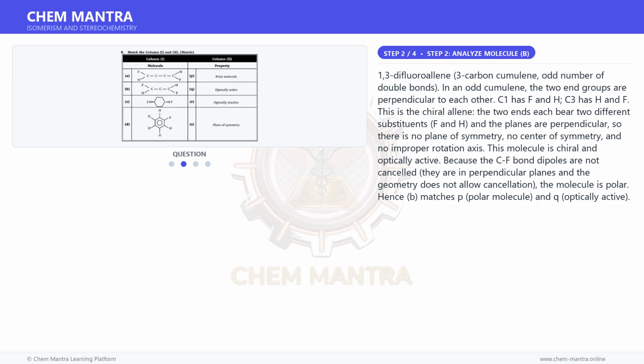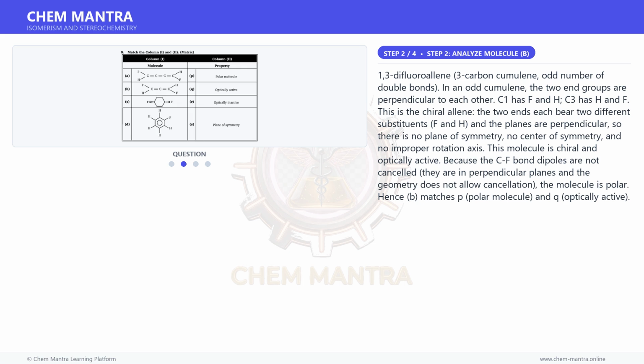Moving on to the next step. 1,3-difluoroallene, a 3-carbon cumulene with an odd number of double bonds. In an odd cumulene, the two end groups are perpendicular to each other. C1 has F and H, C3 has H and F. This is the chiral allene.